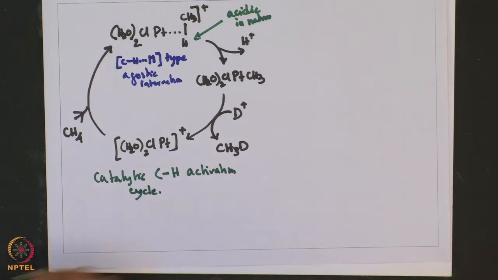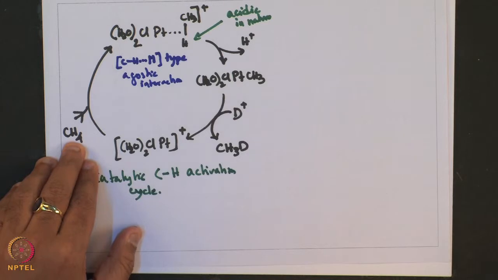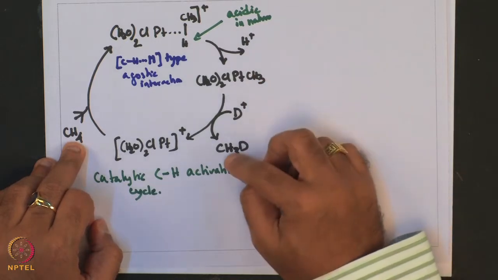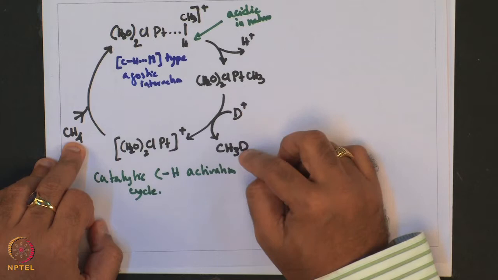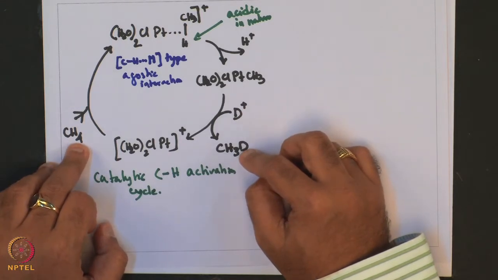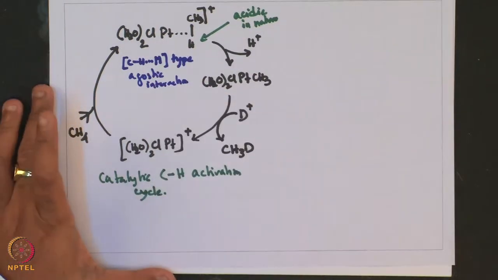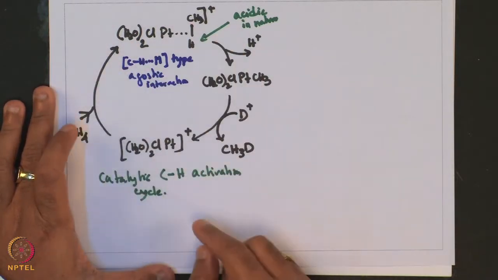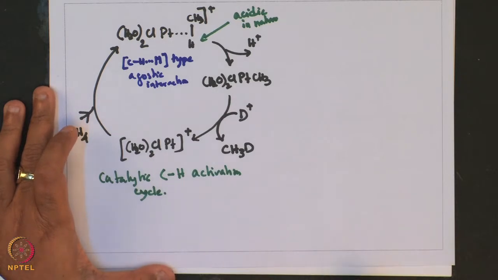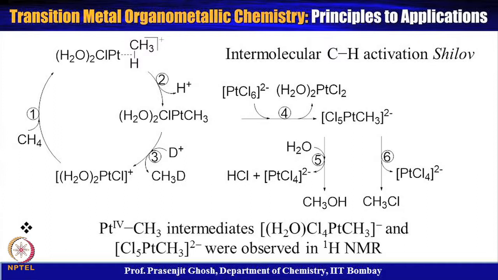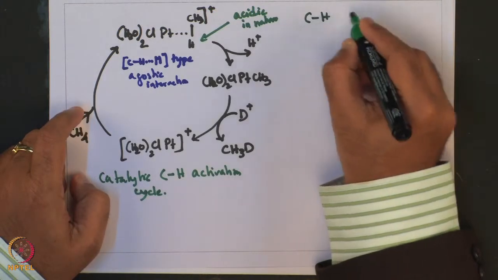So, why is this a CH activation cycle? What we see is that a CH4 molecule is entering the cycle and it is getting cleaved as H and CH3, and that CH3 is trapped with deuterium. So, the CH bond is indeed getting cleaved, and that cleaving is happening via the initial agostic interaction. So, he has successfully attained this catalytic CH activation cycle. But what is more important is the next step, where he achieved CH functionalization.